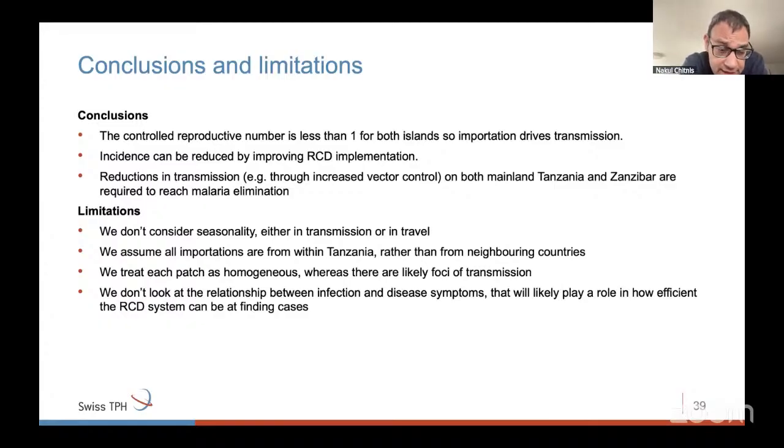So we didn't consider seasonality here, either in transmission levels or in travel. We looked only at importation from Tanzania, not from other countries. And we didn't look at heterogeneity within the island. And there's probably foci of transmission within the islands too. And we also didn't consider the relationship between infection and disease symptoms, right? Because with malaria, you can be infected without being infectious.